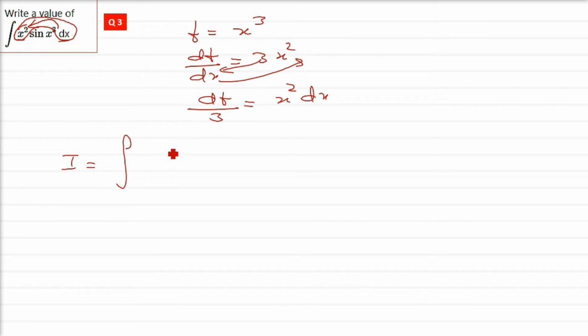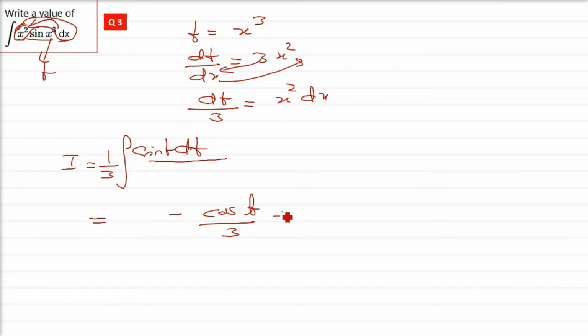So the integration will become something like this: dt by 3, the 3 can be taken outside, 1 by 3. Then we have sine x cube, and x cube was taken as t just now. So this will be sine t. So let's take this as sine t dt. So we'll integrate it now. The integration of sine t is negative cos t, the 3 remains here, plus a constant of integration.